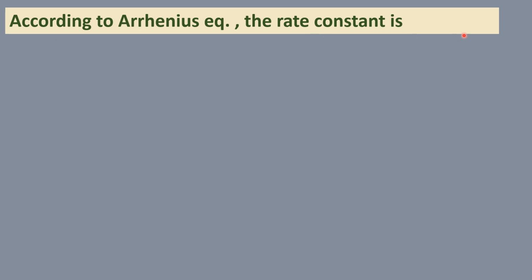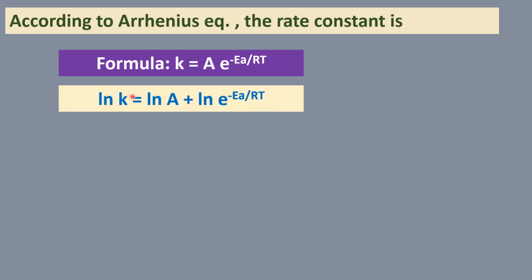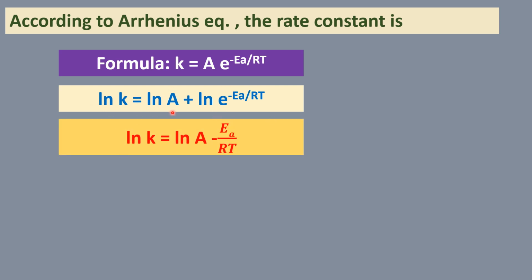According to the Arrhenius equation, the rate constant is given by k equal to A into e power minus Ea by RT, where Ea is the activation energy, R is the molar gas constant, T is the temperature of the reaction, and A is called the pre-exponential factor. Let us take logarithm on both sides of the Arrhenius equation. Therefore, ln k equal to ln A plus ln e power minus Ea by RT. So, ln k equal to ln A minus Ea by RT.